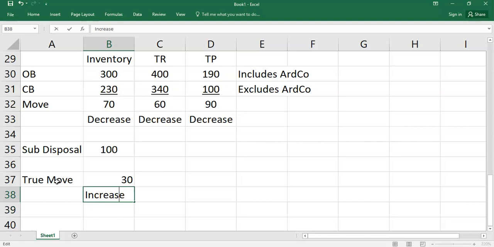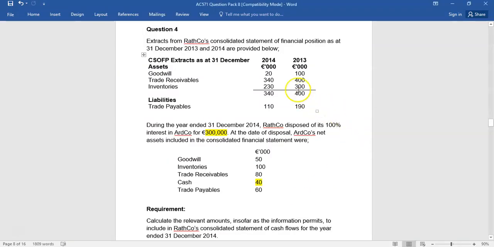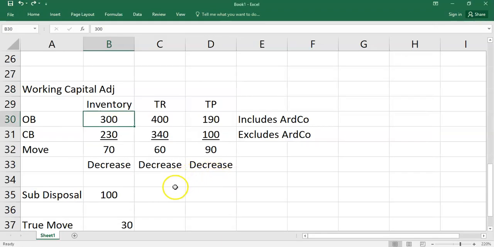Because the underlying business has increased by 30 and the subsidiary has gotten rid of 100. So if you excluded Ardco from both, you take 100 out of here, which leaves you with 200, and there's your net increase of 30. So it's important conceptually that you understand that, because you'll see it in every single consolidated cash flow question. You have to exclude the impact of the subsidiary to get the true movement in working capital of the underlying business. For the trade receivables, you acquired 80.